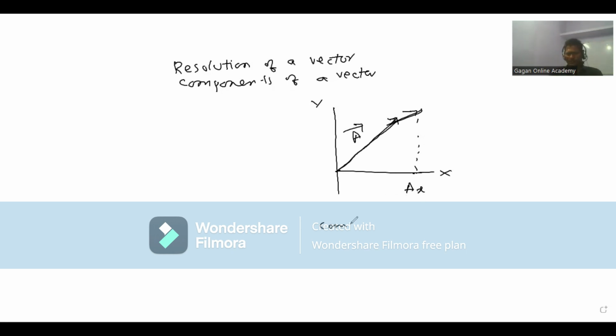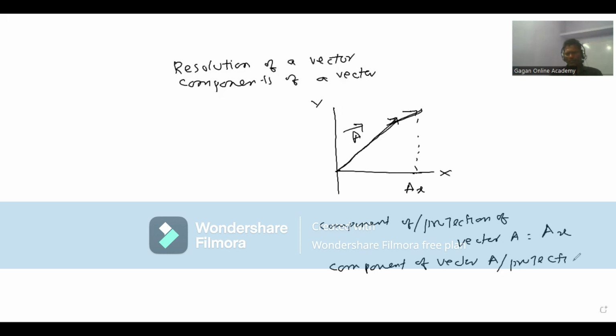Component or projection of vector A is denoted by Ax, and component of vector A or projection of vector A on y-axis is represented as Ay.